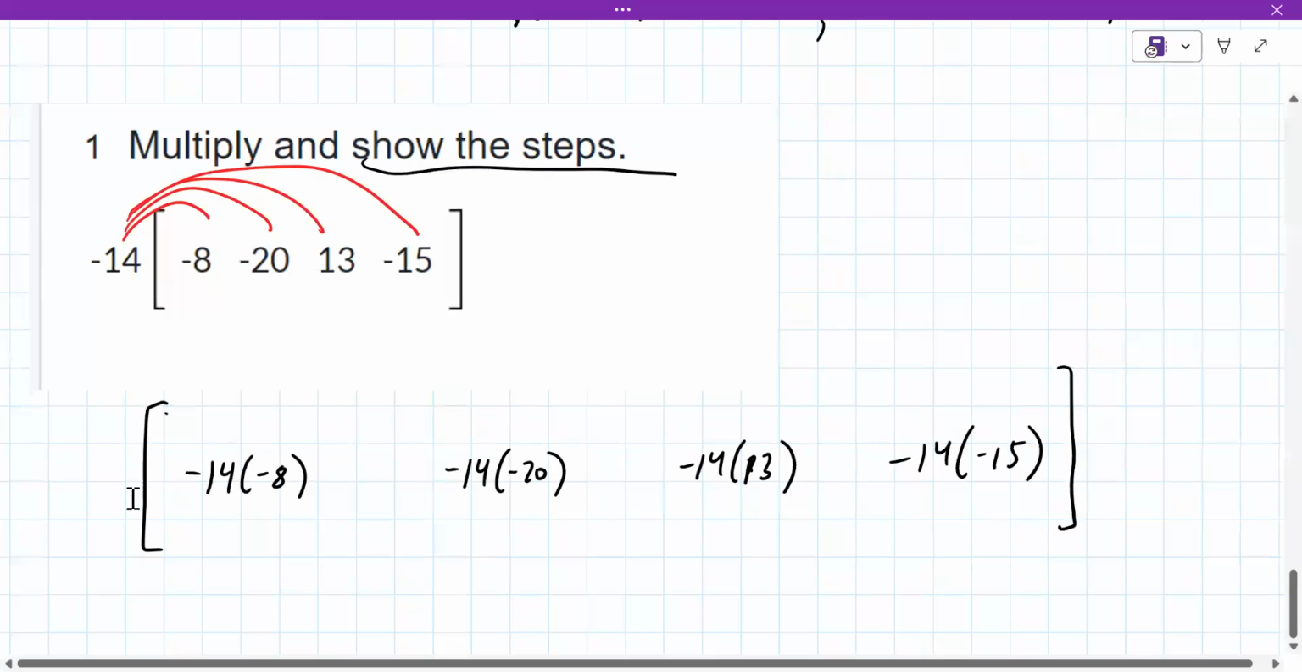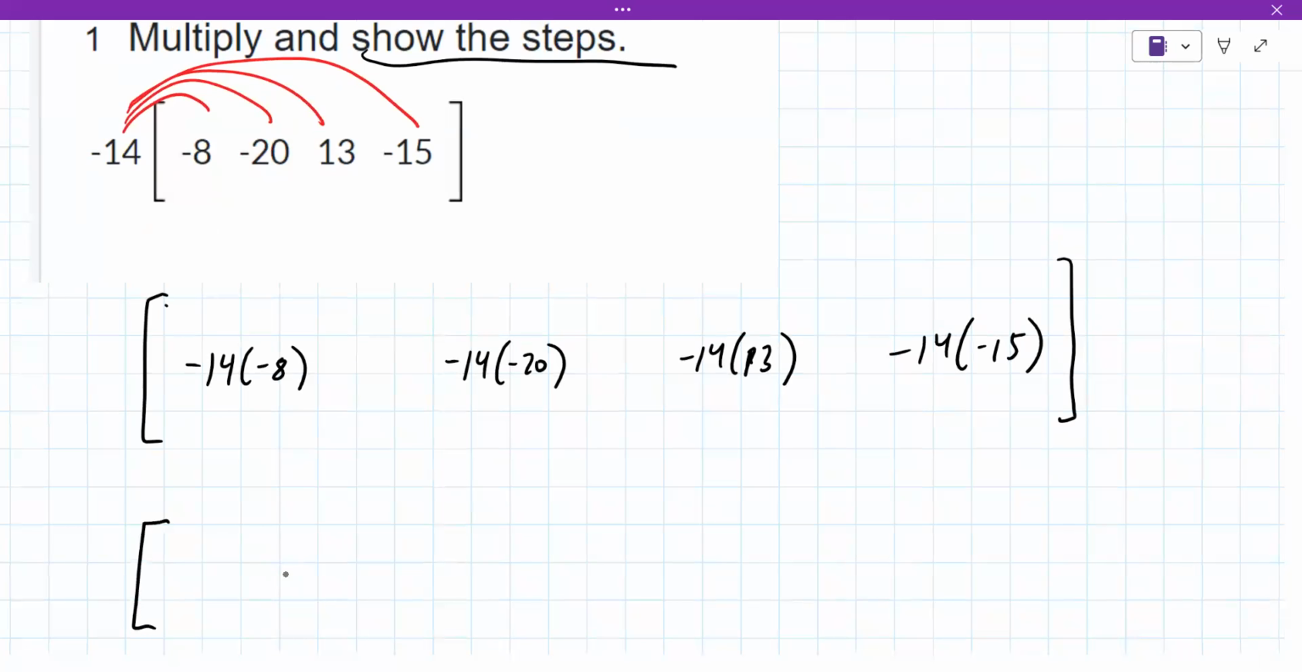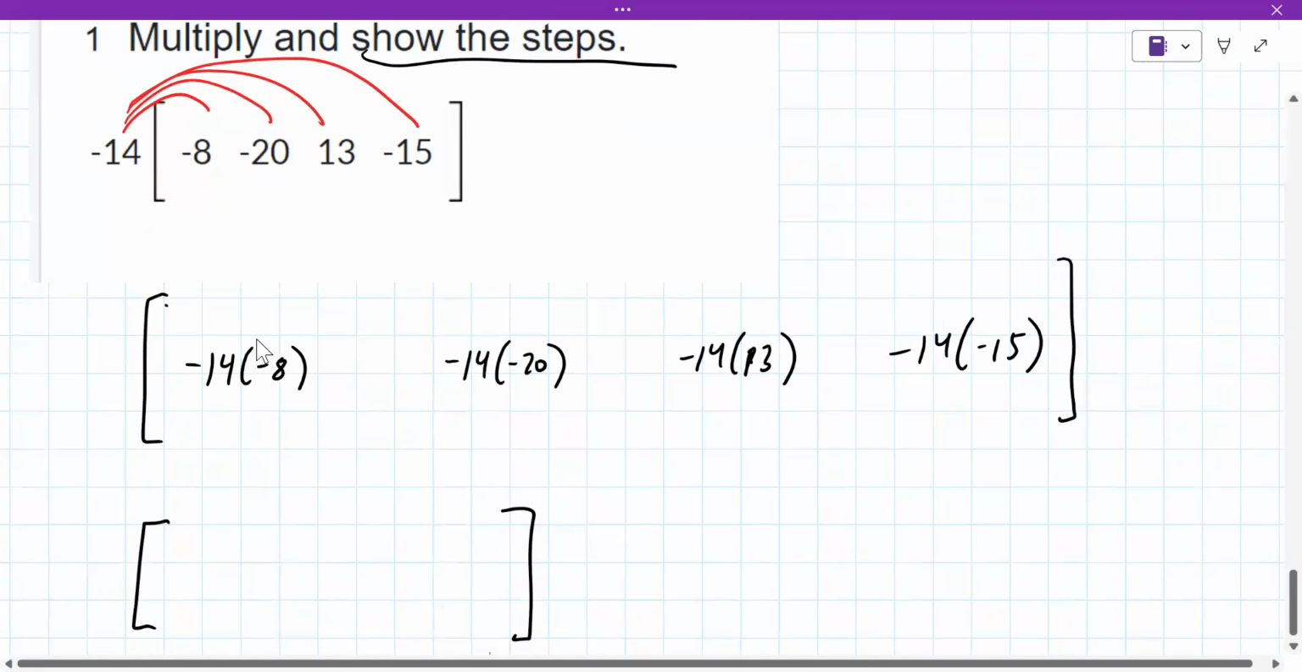This is what they mean by showing the steps. They want to actually see that you're showing the multiplication. You don't have to work it out longhand. You can go to the calculator. So you're going to want to multiply these numbers together.